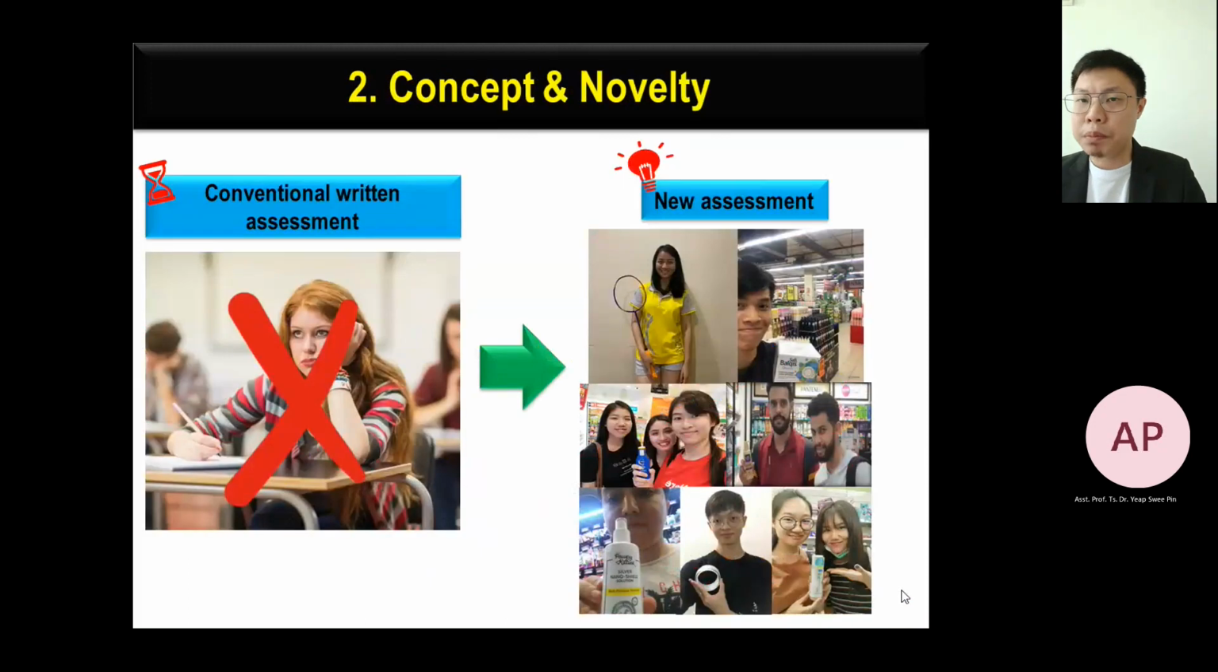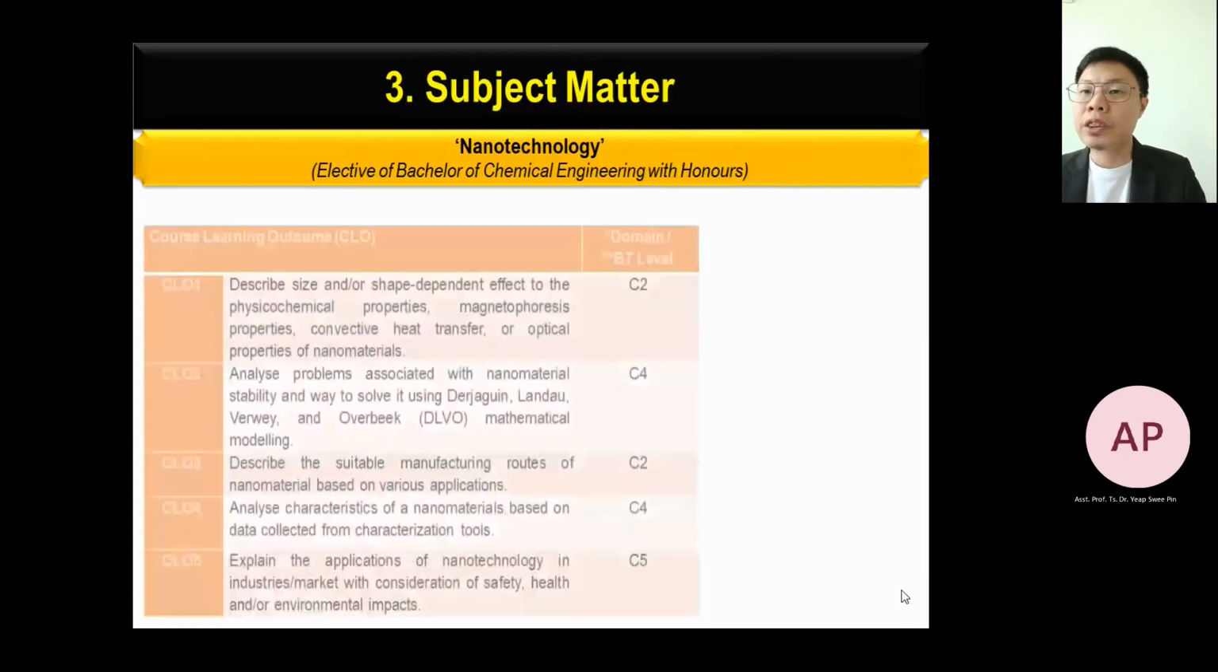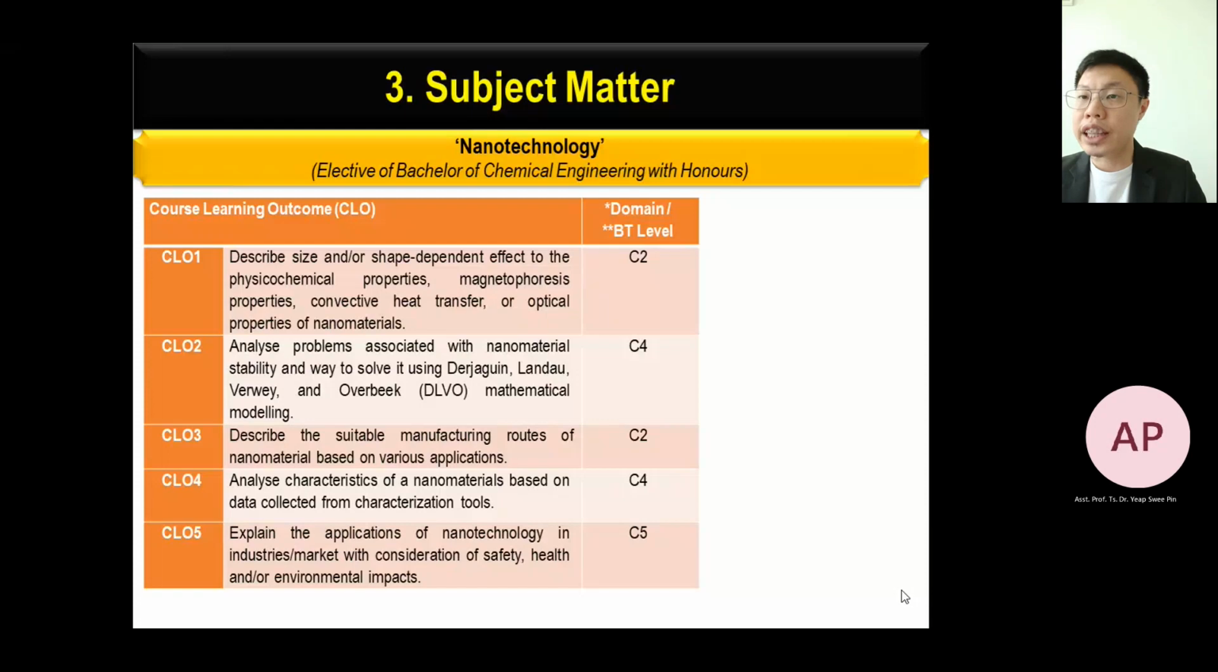Hence, in this project, we have implemented two new formative assessments to partially replace the conventional written assessment in a course entitled Nanotechnology. This course is one of the electives for the Bachelor of Chemical Engineering in UCSI University. So basically, we have our third year and fourth year engineering students taking this subject. This subject comes with 5 course learning outcomes.